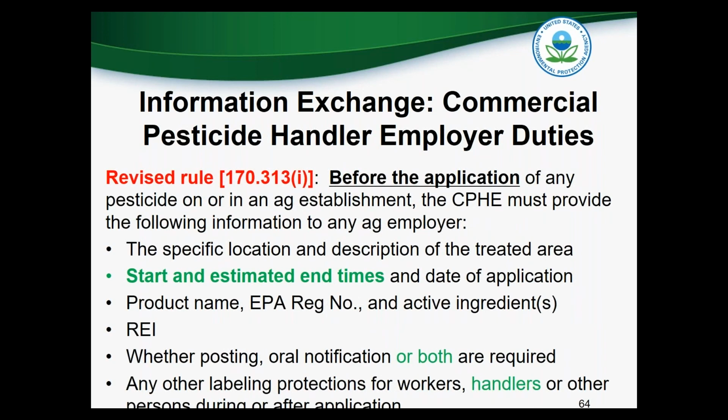Next slide. The commercial pesticide handler employer, before the application of any pesticide, must provide the following information to any ag employer. Again, the specific location and description of the treated area, start and estimated end times, and the date of the application, the product name, EPA registration number, active ingredient, REI, whether posting, oral, or both are required according to the label, and any other label protections.